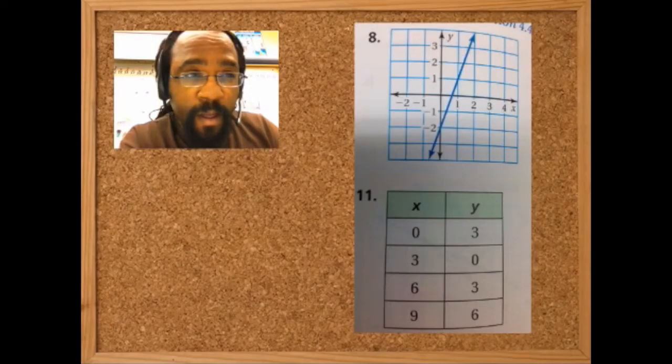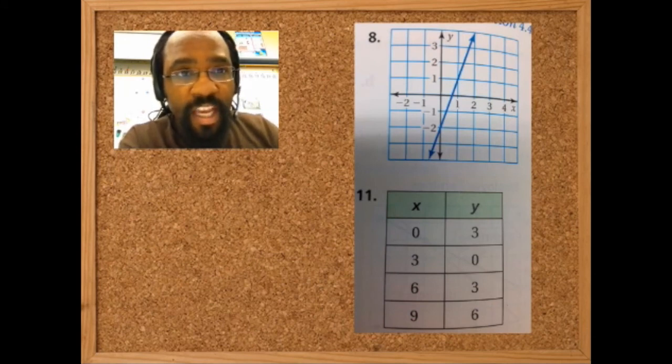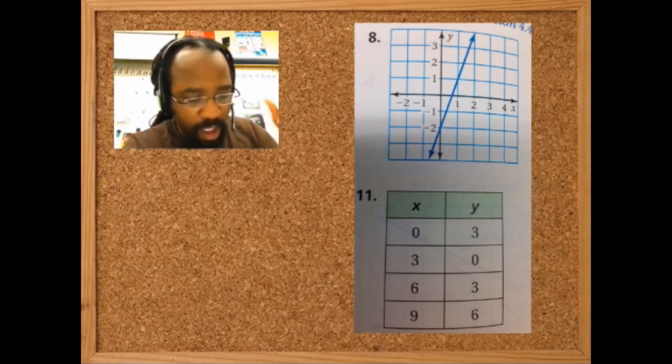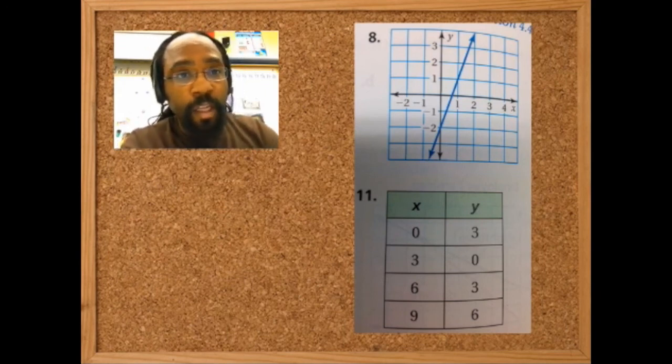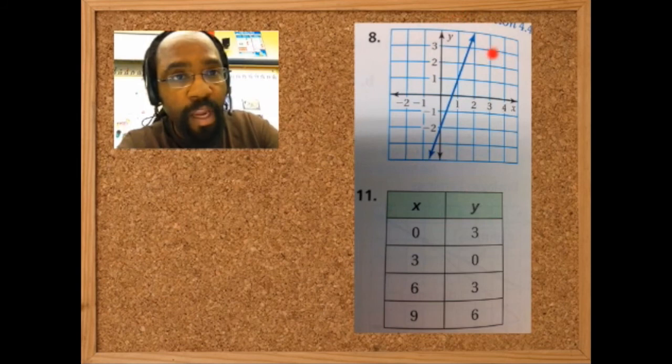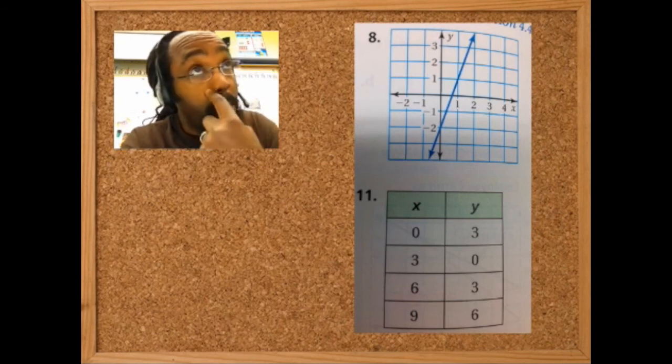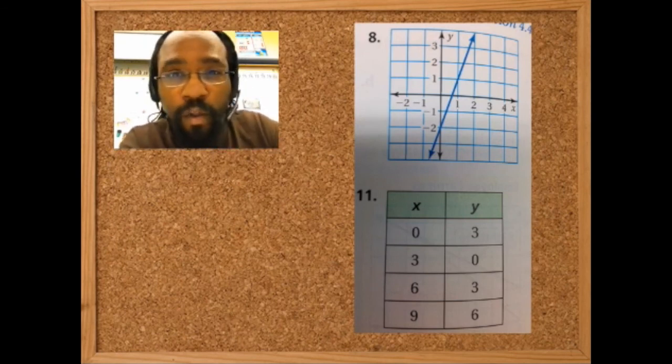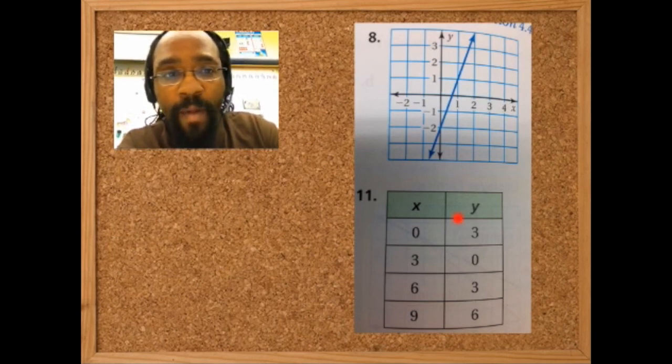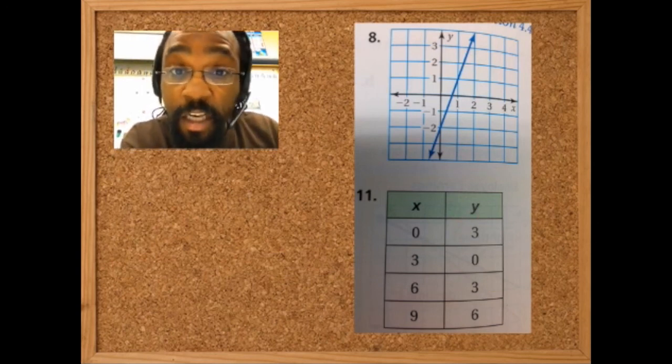Just like so. Take a look at these two numbers here, and this is just trying to recognize, is this linear or non-linear? So take a look here at this number 8, and you can see that this is a line, so it's linear. When we talked earlier this week about intervals, when we look at a chart, they must be regular intervals. So if we look at x, we can see it goes 0, 3, 6, 9. That is a regular interval. But what about y? That goes 3, then 0, then 3, then 6. That's irregular. This is not linear.